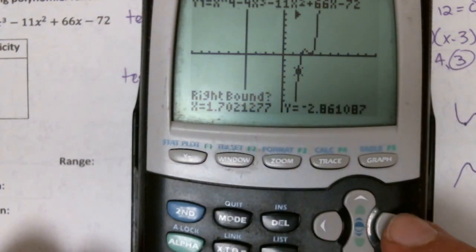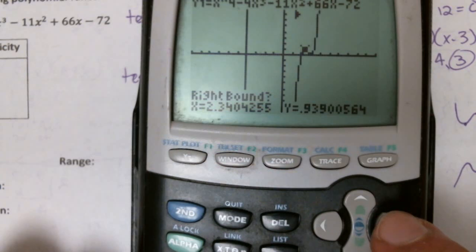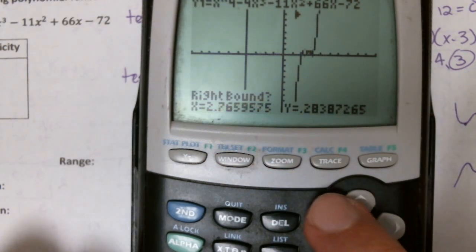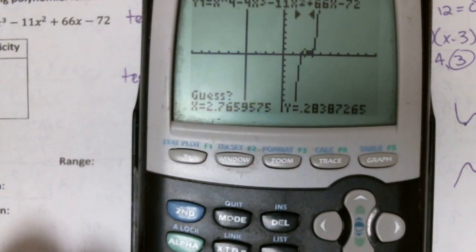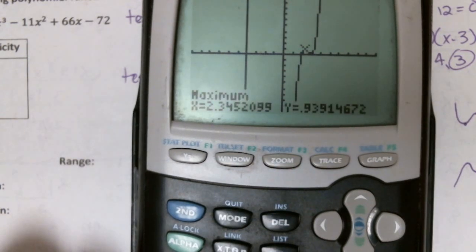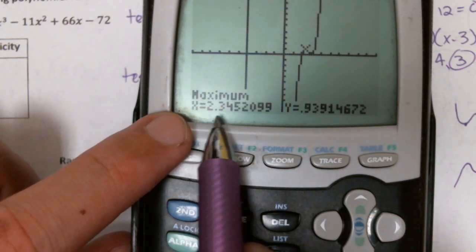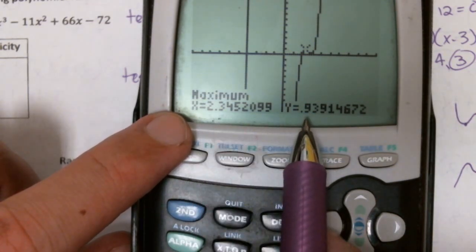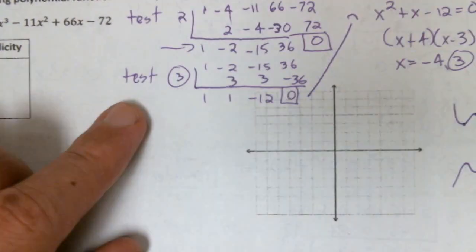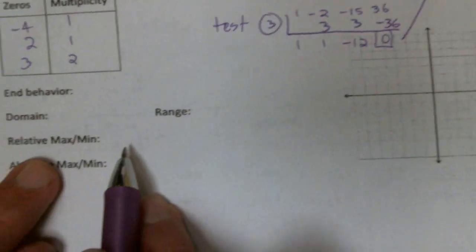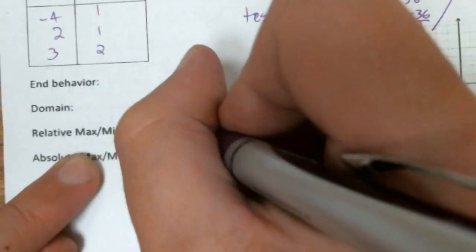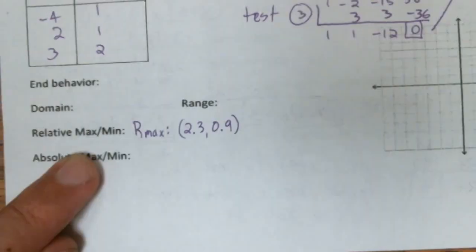Now my calculator says I need a right bound. So I'm going to move it just to the right, being careful here. That's good. Either one of those spots is good. Press enter. Yes, I want you to guess. Press enter a 3rd time. There's my relative maximum. I'm just going to round to the nearest tenth. So my relative max is a coordinate point, 2.3 comma 0.9.